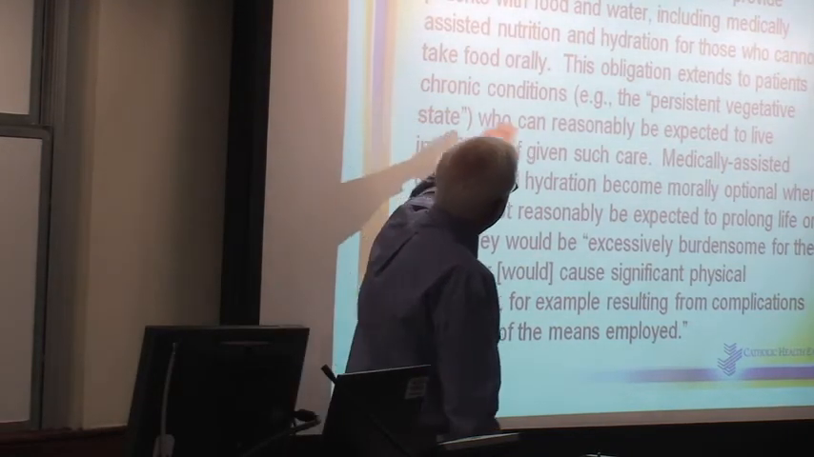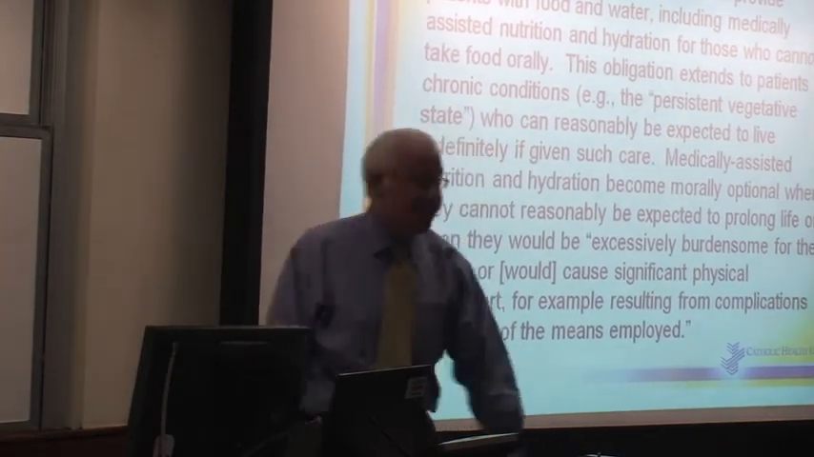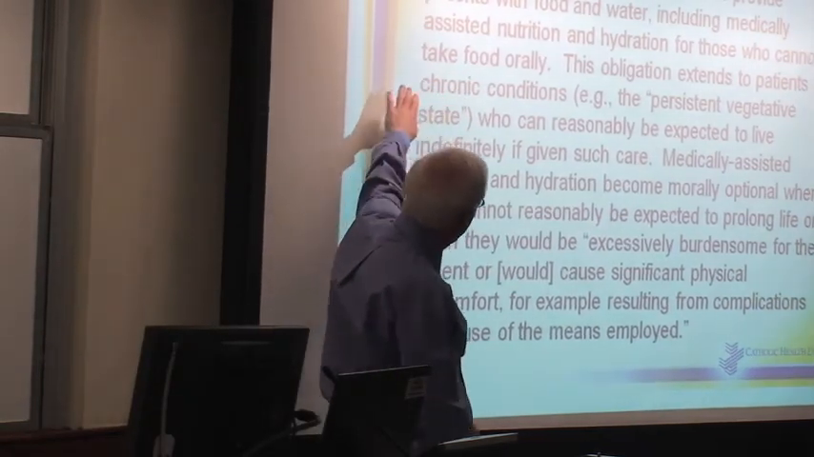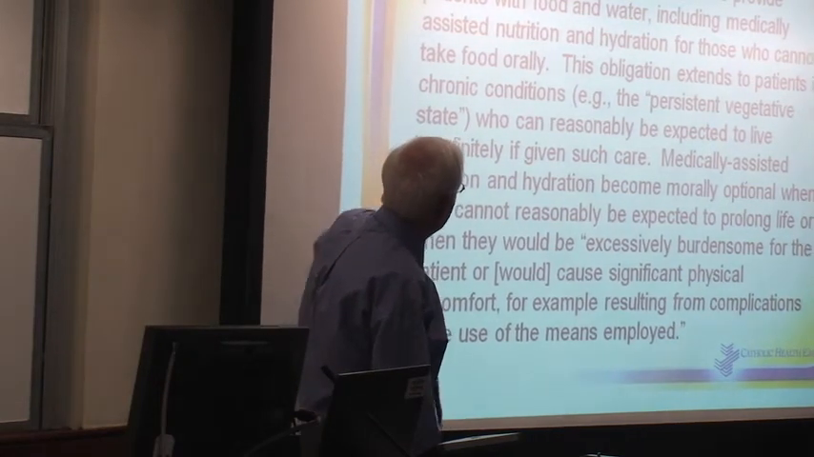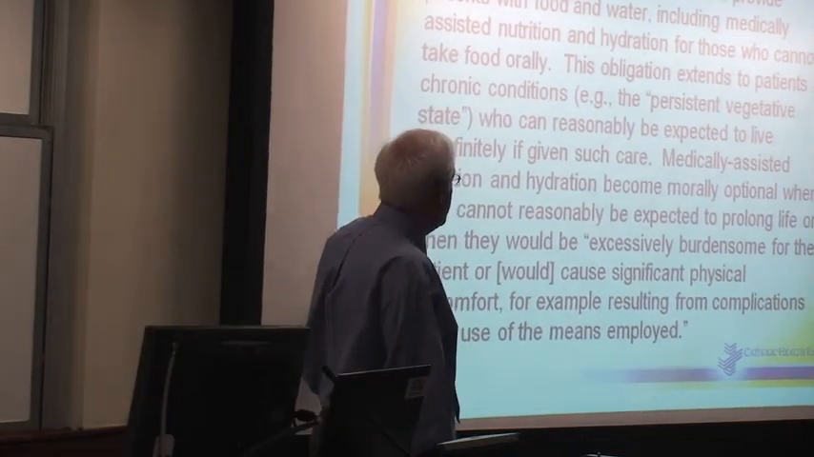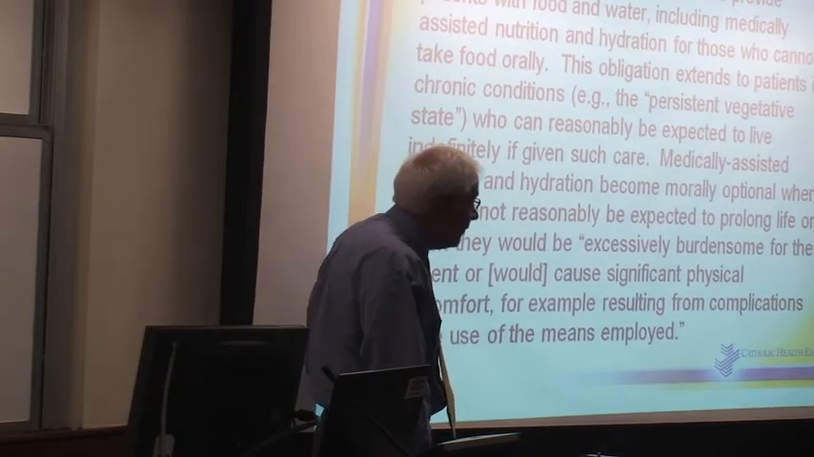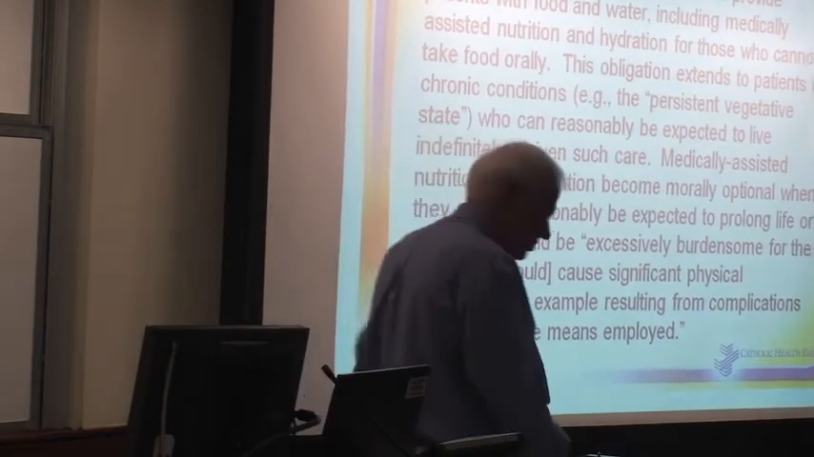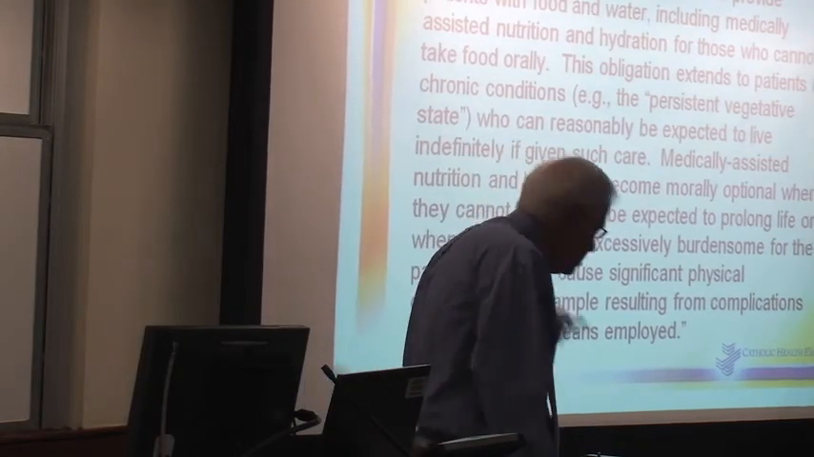Okay. This obligation extends to people in a chronic condition, and they actually add, and this is the clarification, people in a vegetative state are really in a chronic condition, right? So to the point that was made a little earlier, who can reasonably expect to live indefinitely if given such care. Medically assisted nutrition and hydration becomes morally optional when they can't reasonably expect it to prolong life, or when it would be excessively burdensome for the patient. Well, the patient has told us what she wanted, at least. It's not irrelevant what she wants there. If it causes significant physical discomfort, for example, resulting from the complications in the use of the means involved.